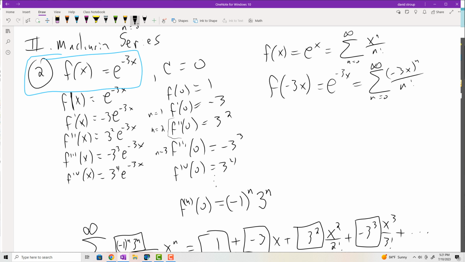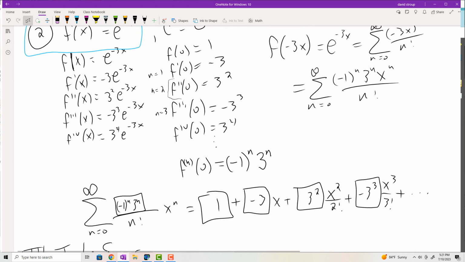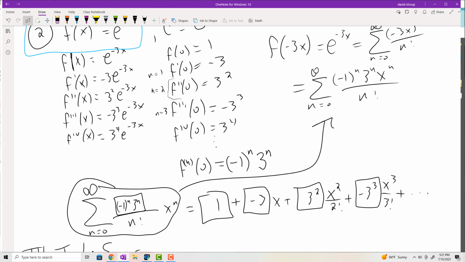And then if you want to clean it up a bit, you could pull that negative out. So negative 1 to the n times 3 to the n times x to the n all over n factorial from n equals 0 to infinity. And hopefully that will be the power series. Yeah, it's right there. So if you have these forms down and you have them memorized, it's usually you just do a substitution.